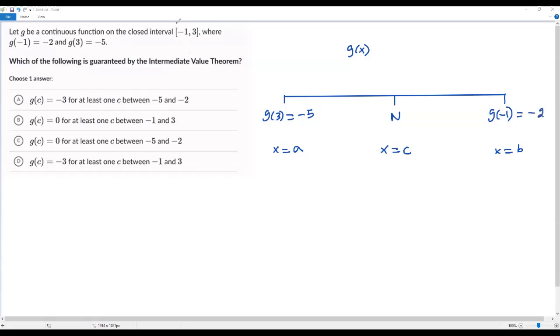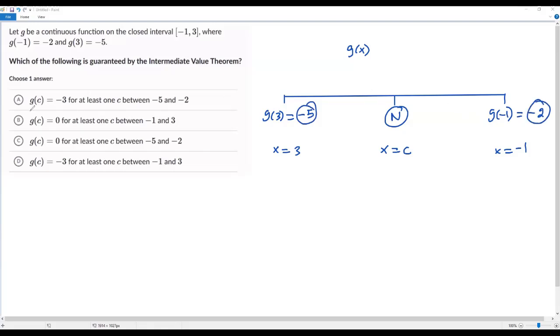Here let me write the corresponding values of x. For this one, the corresponding value of x is 3, that is x equals 3, and here the corresponding value of x is -1. Now N is a value between g(3) and g(-1). Particularly, N is a value between -5 and -2.